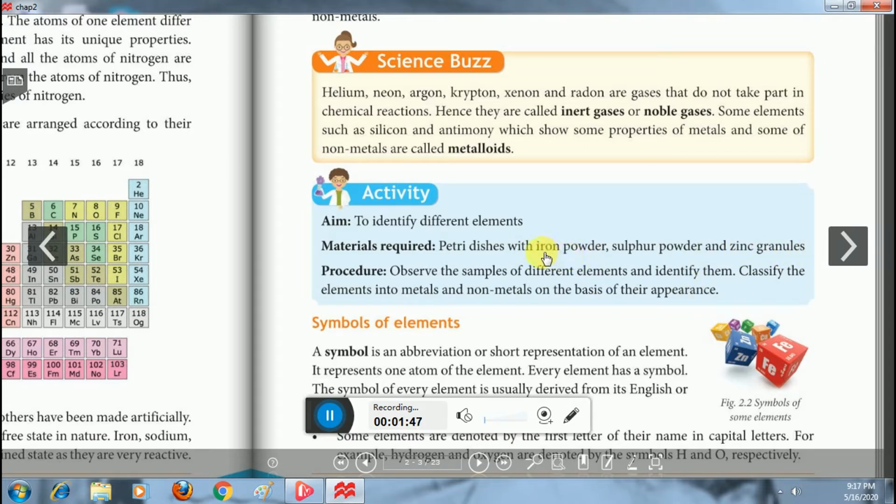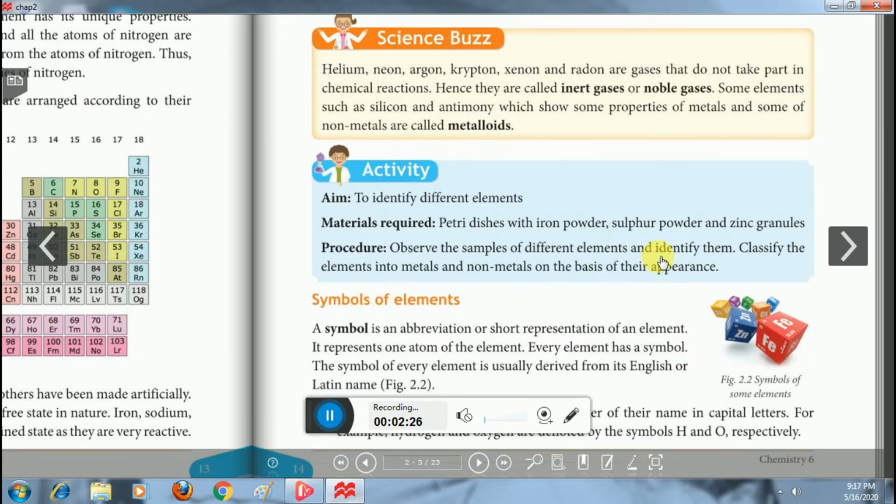Iron is also silvery white if no rust is present, and if rust is present then it looks pale brown. Sulfur is yellow in nature. Observe the samples of different elements and identify them. Classify elements into metals and non-metals on the basis of their appearance. Since iron powder and zinc granules are shiny in appearance, they are metals. Sulfur powder is dull in nature, that's why it is a non-metal. So we have classified these three as per their appearance.